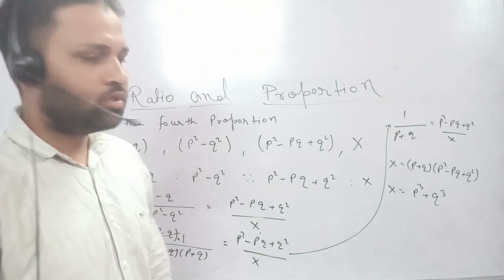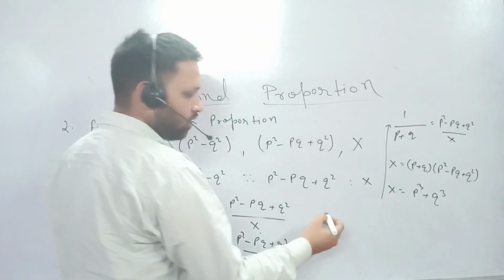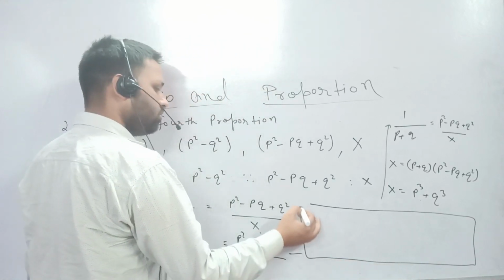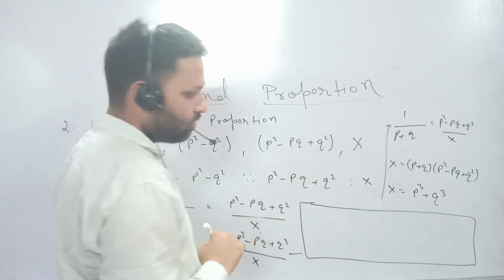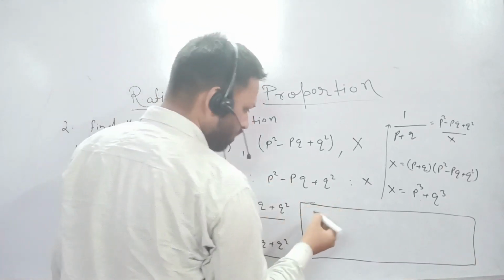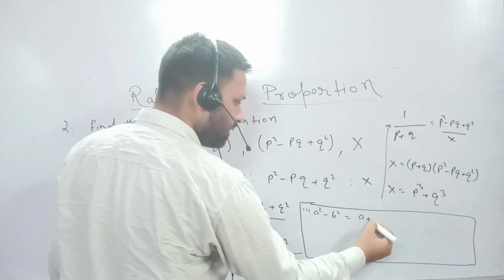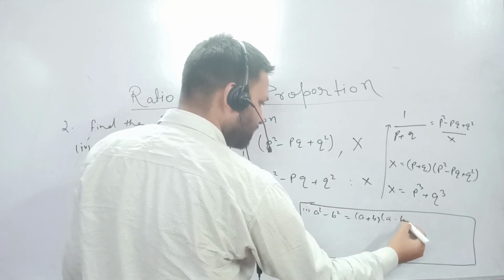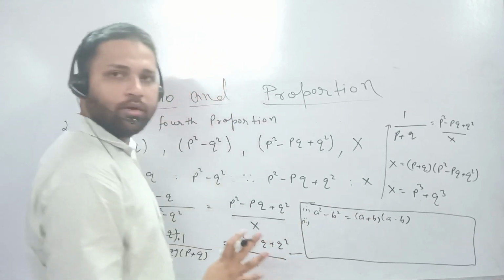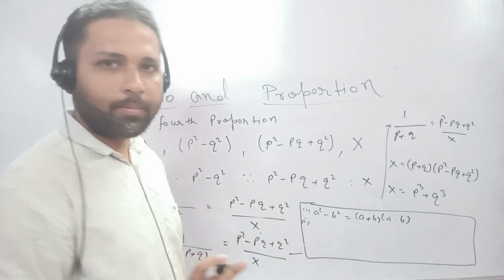Okay, you write here some formula, if you do not know. First formula is a square minus b square is equal to a plus b into a minus b. Then the second formula is the factor formula. Okay, most important formula, it is used in factorization.